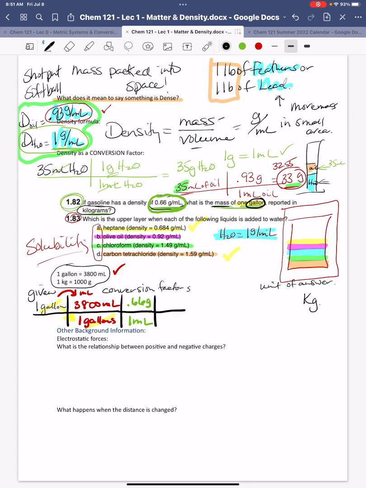Then my next step is I want my grams to be in kilograms. If you remember back in the lecture yesterday, we said kilo means 1,000. So we're going to convert between grams, 1,000 of them, on the bottom so we can cancel those, and 1 kilogram on the top. That's the conversion factor I used. I made sure that all my units cancel: gallons went away, milliliters went away, grams went away.